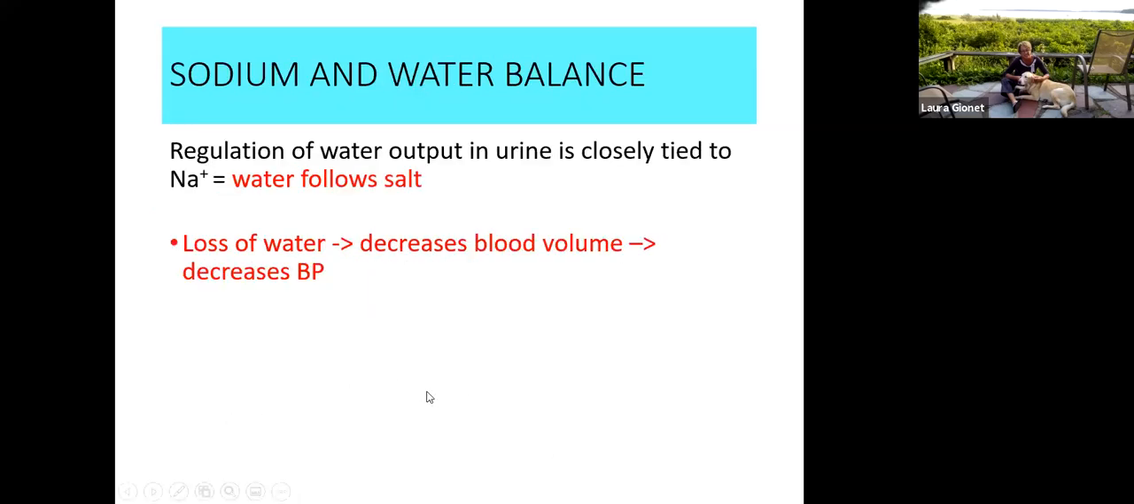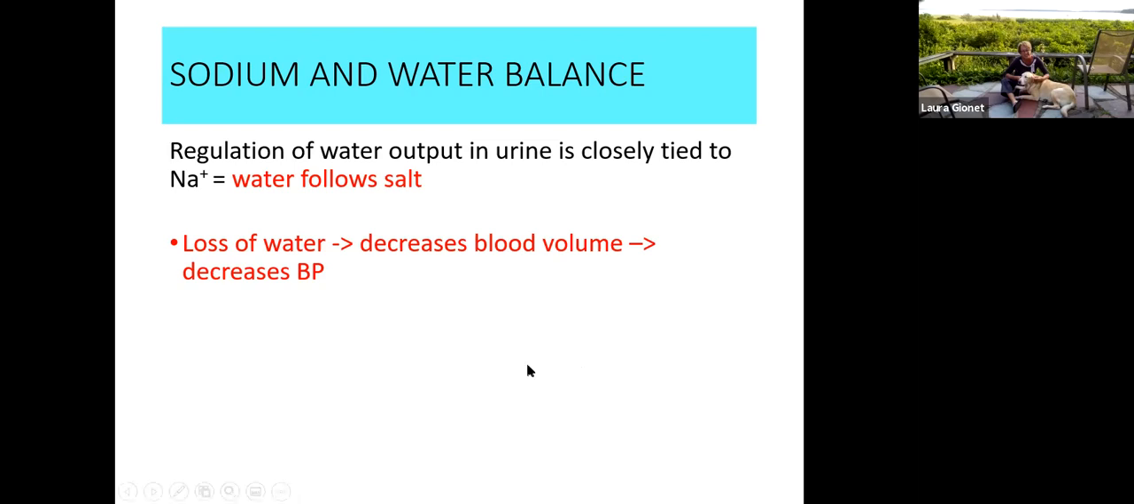Okay, sodium and water balance. Regulation of water output in urine is closely tied to sodium. Remember, where water goes, salt goes. So loss of water will then parlay into a decrease in blood volume and therefore blood pressure.